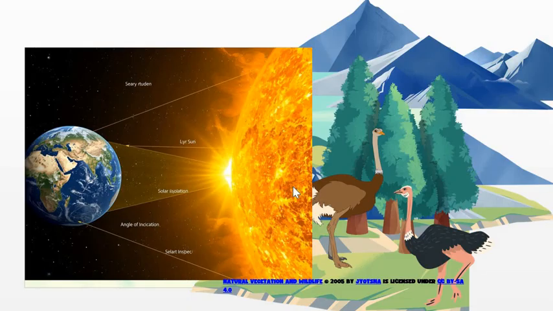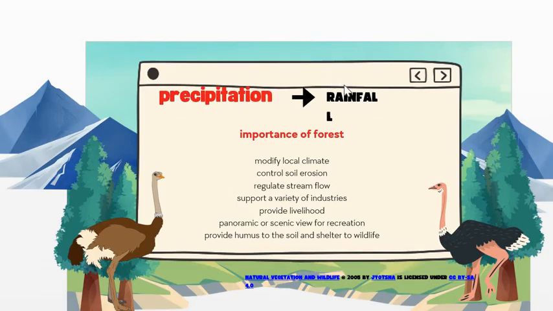This is the tropical region. The sunlight comes onto this area. More sunlight comes here, so solar insolation is high in this region. That's why dense vegetation grows here. Precipitation means rainfall, important for forests, modifying the local climate, controlling soil erosion, regulating stream flow, supporting a variety of industries and providing livelihood.